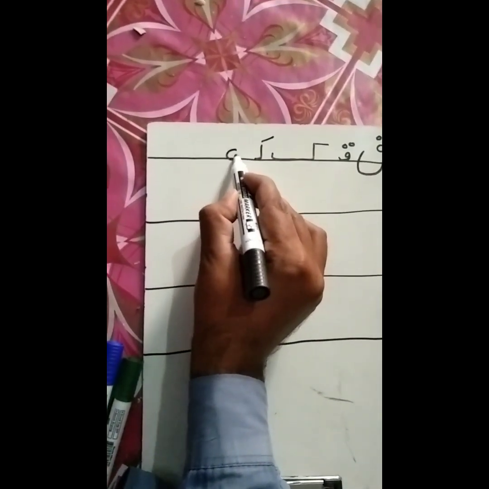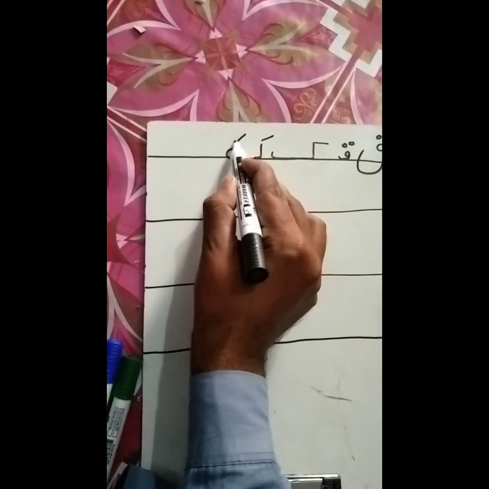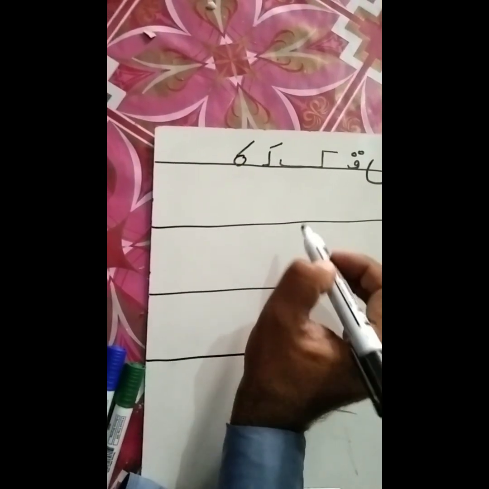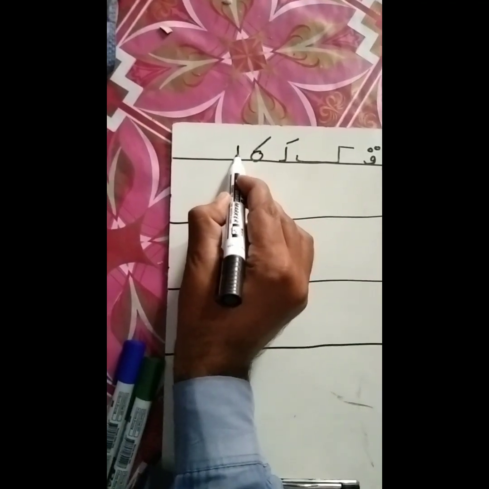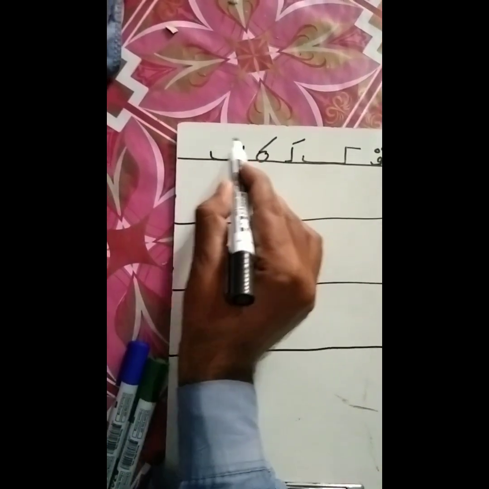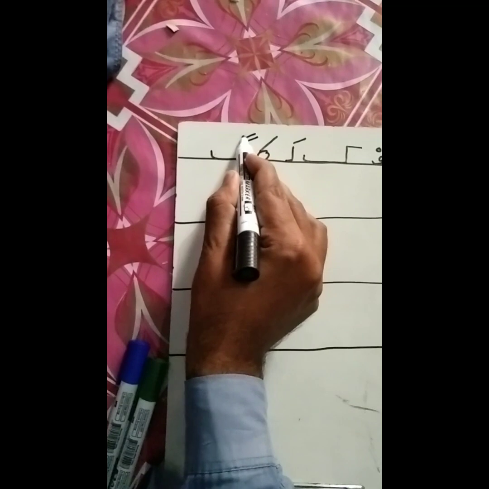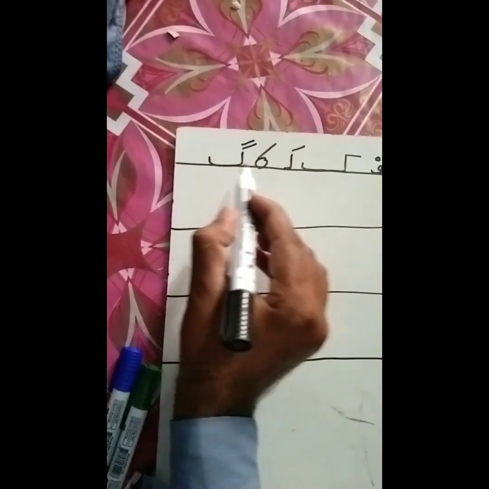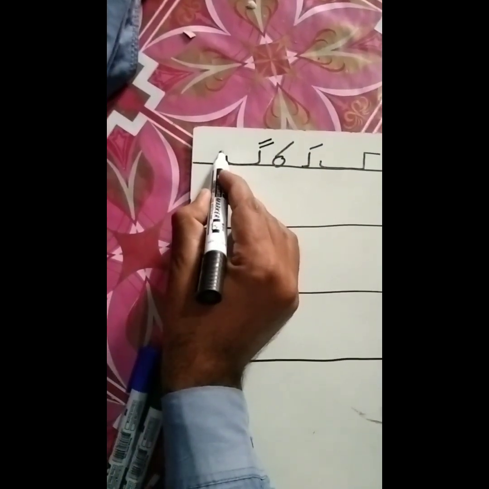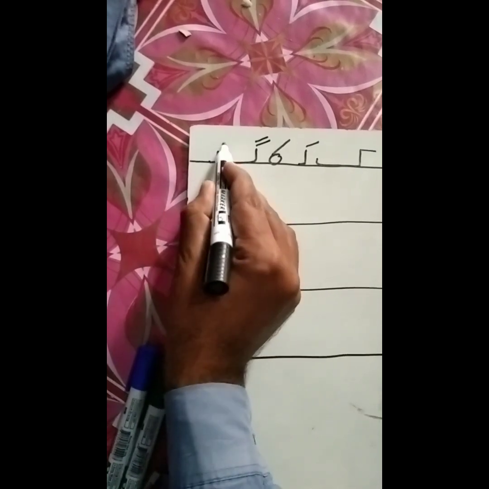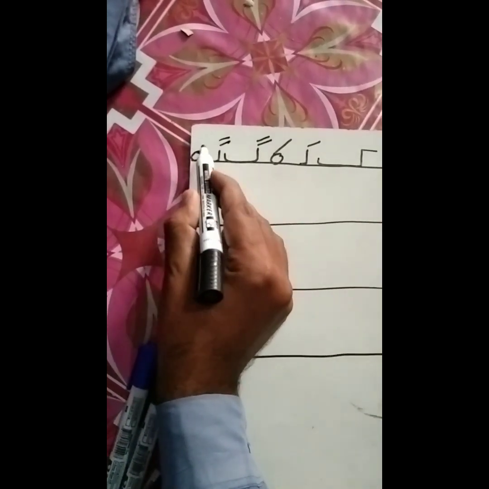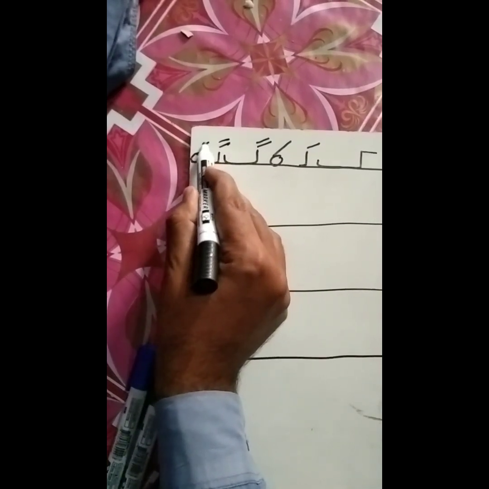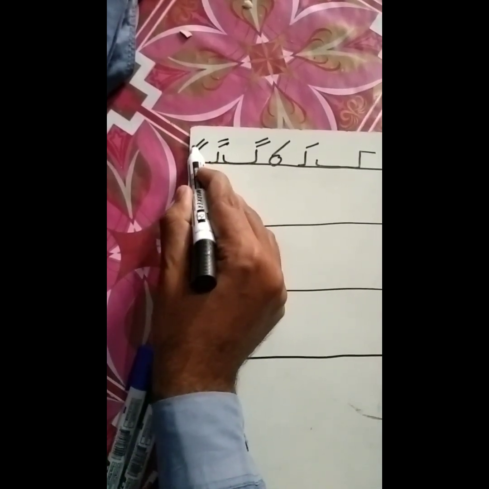make a circle and a slanting line. Kaf. And the second one, the other letter is Gaf. Write Kaf and put one line more above. It is Gaf, and it also has two half shapes. One is like this, and the second is: first write, make a circle, then put two lines above. Gaf.